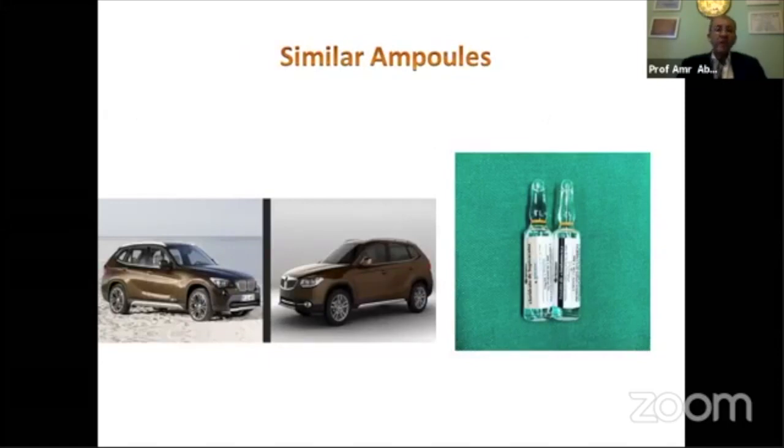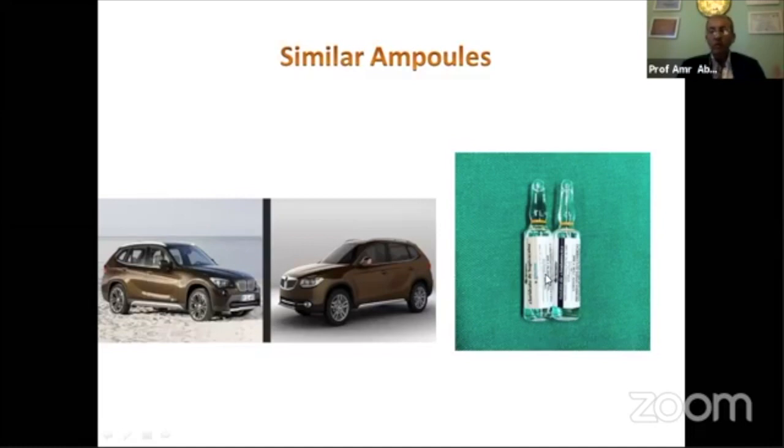One of the causes of failure is the similarity of the ampoules, and we all can have this problem, especially when doing an emergency cesarean section or emergency block. Who can tell that these two cars are not similar? One is Chinese and one is German, but both look similar. The two ampoules on the right-hand side of the screen look similar.